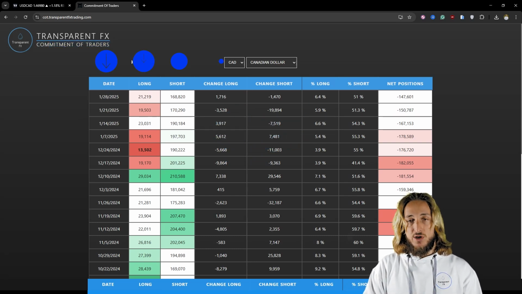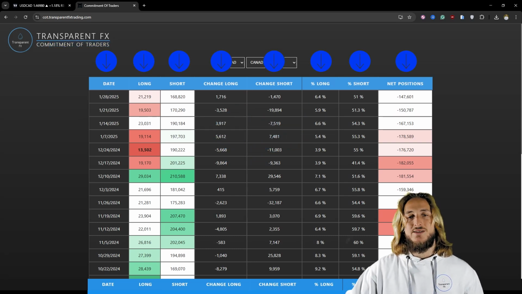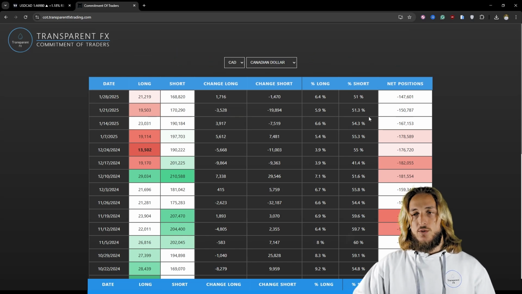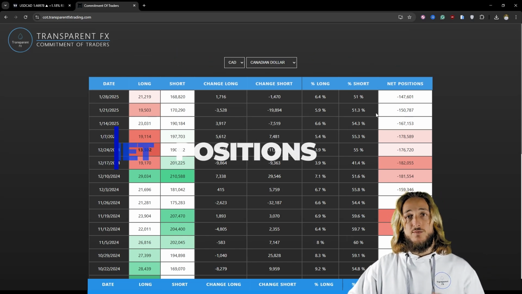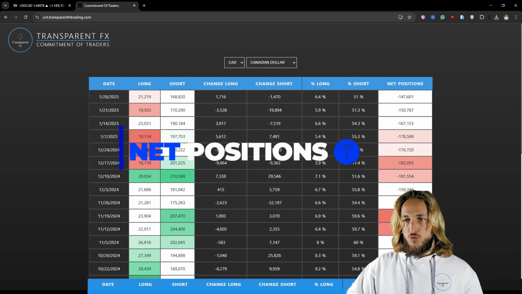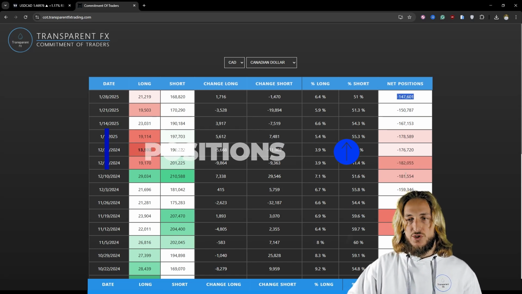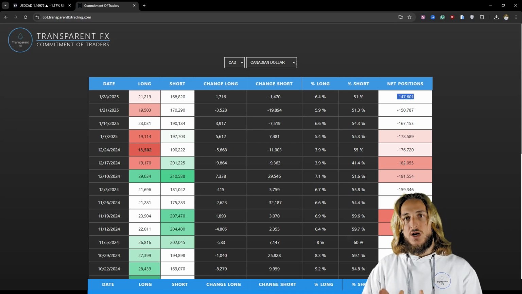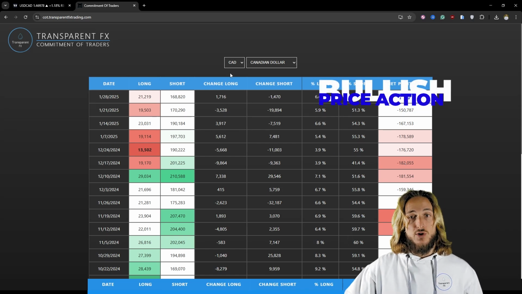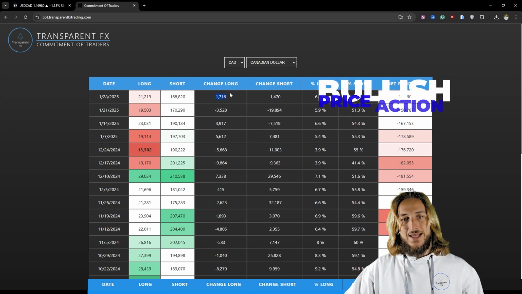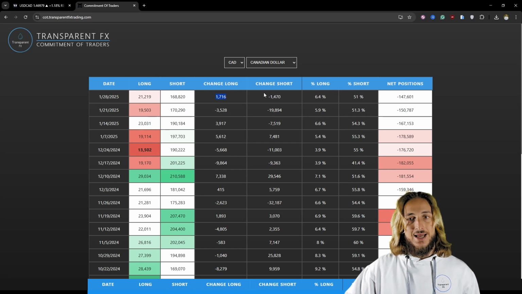Now, if we go and see what we have when it comes to the commitment of traders, so what the big players in the market are doing, and we look at the data precisely for the CAD, we can notice how with the last reports, net positions have been massively increased. We went from minus 182k net positions all the way down to minus 147k net positions, showing how institutions are moving back to the bullish side for the CAD, adding 1,700 longs on the CAD and closing 1,400 shorts.